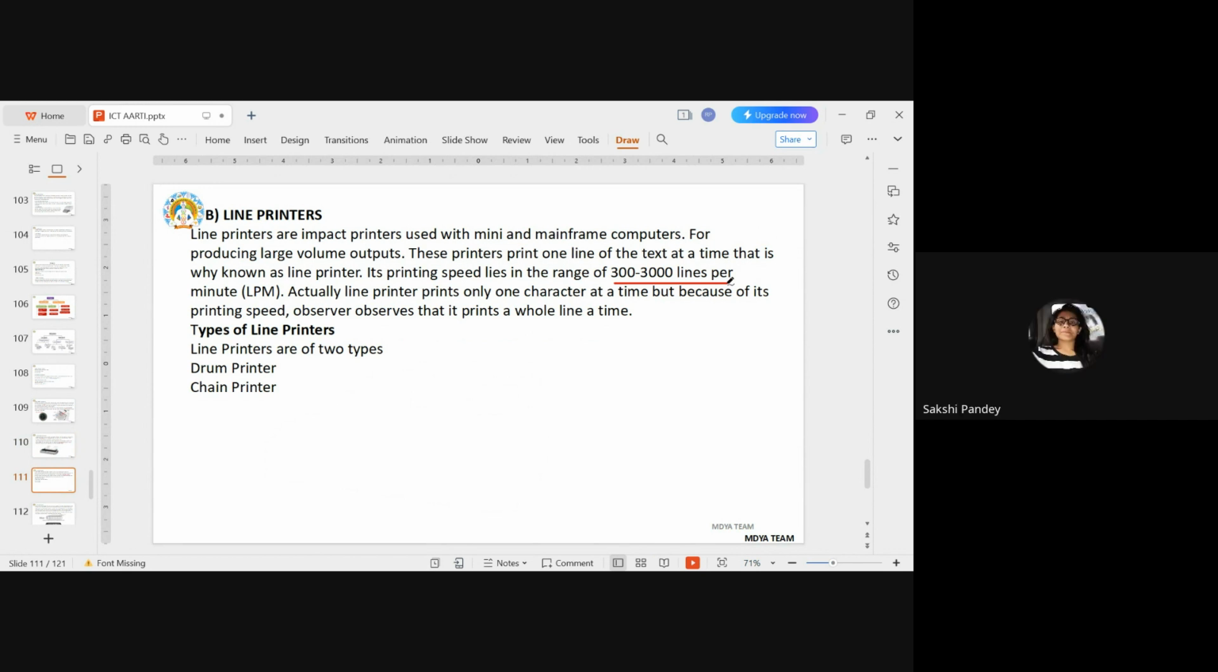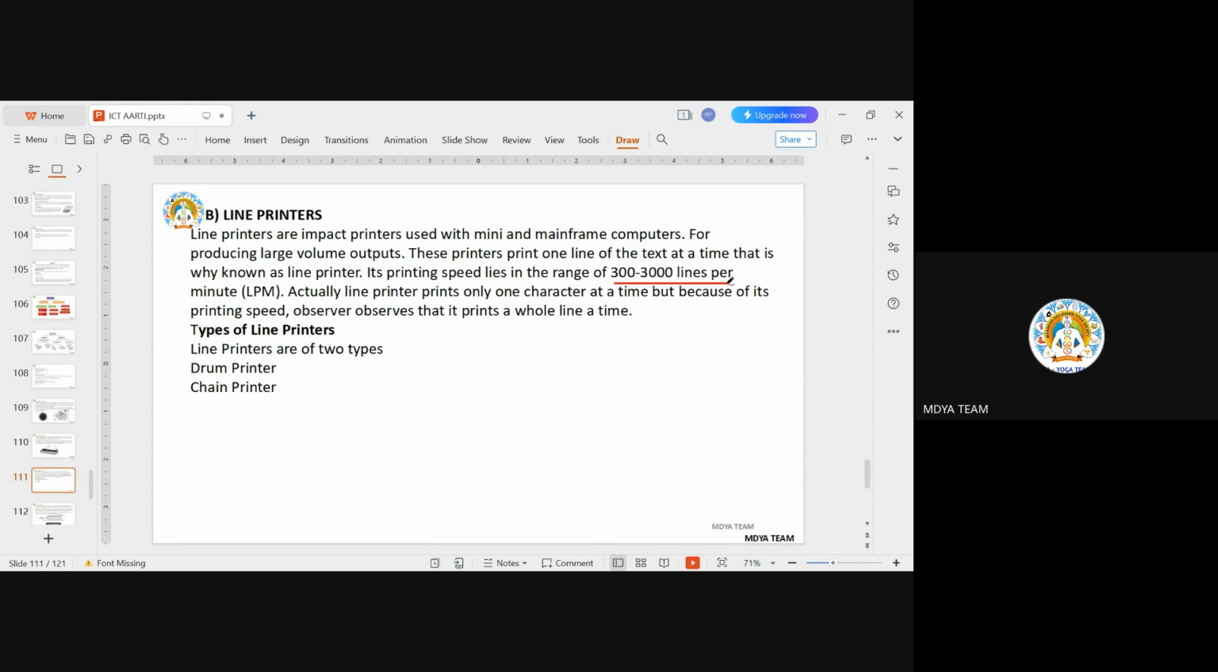Printing one line of text at a time, yes. One line at a time. In a minute, it can print 300 to 3000 lines per minute. Please note down this word also. But actually, they're printing one line at a time.